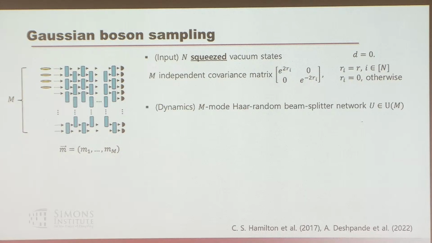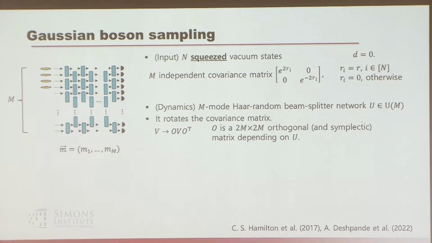Then the dynamics is the same as before. We have a beam splitter network using a Haar-random matrix. The effect of this Haar-random unitary beam splitter in the covariance matrix formalism is nothing but rotating the covariance matrix. You can think of it as applying a unitary on your circuit, and the covariance matrix rotates by some orthogonal matrix that depends on your unitary matrix U. This is the dynamics in the covariance matrix formalism. Then we measure in the same basis, the photon number basis. Except for the input state, everything is the same as before.